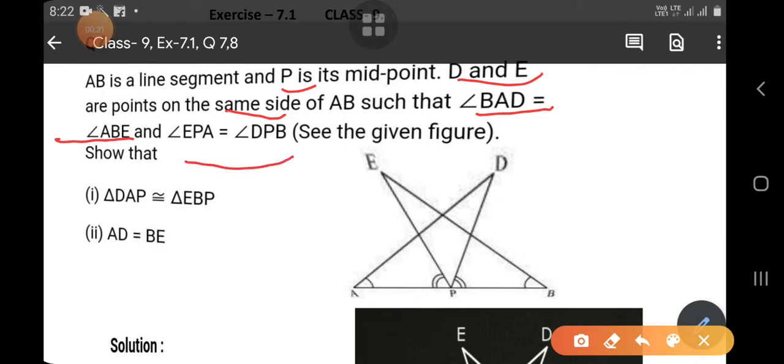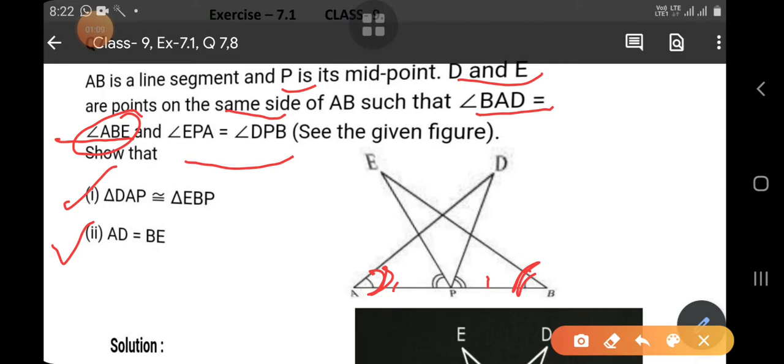So we have to prove, first, triangle DAP is congruent with triangle EBP, and second, that AD is equal to BE. The things which are given: P is the midpoint, so these two lines will be equal. That means AP is equal to PB. And another thing, angle BAD is equal to angle ABE. These two angles are given as equal.